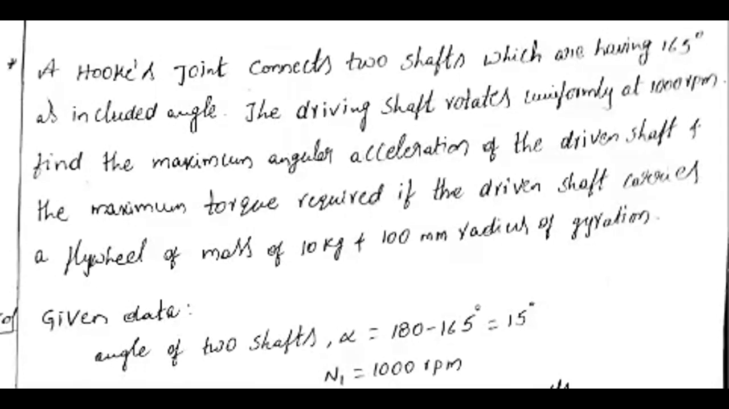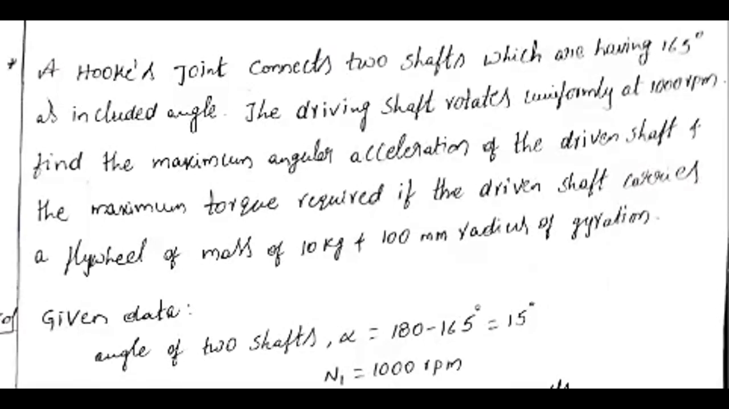A Hooke's joint connects two shafts which have 165 degrees as the included angle. The driving shaft rotates uniformly at 1000 rpm. Find the maximum angular acceleration of the driven shaft and the maximum torque required if the driven shaft carries a flywheel of mass 10 kg and 100 mm radius of gyration. Read the problem and write the given values.